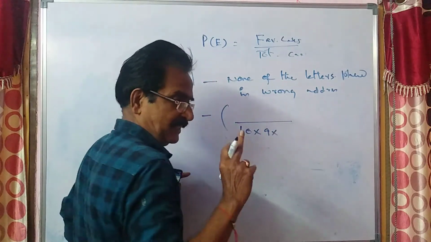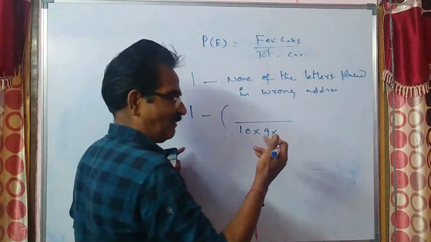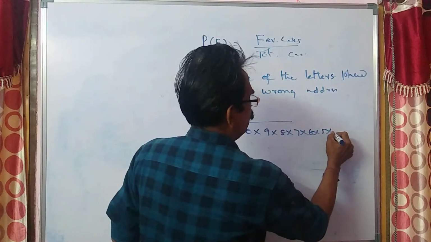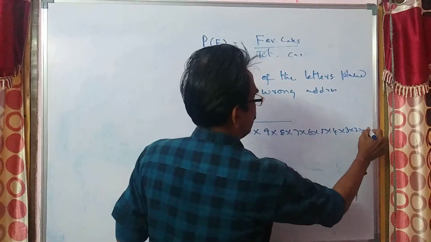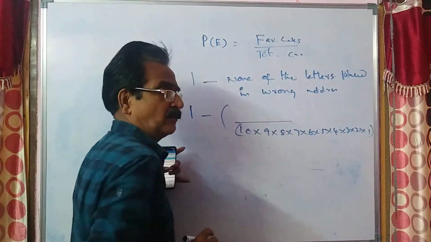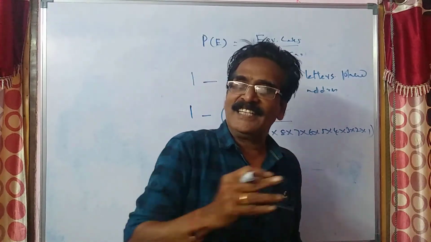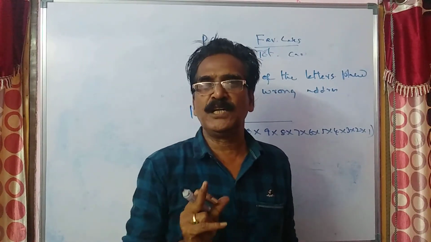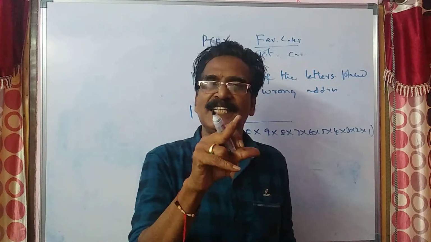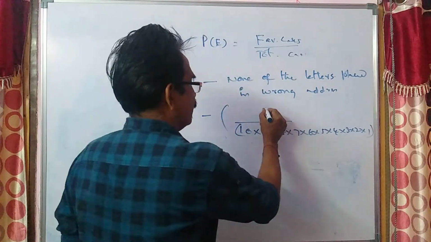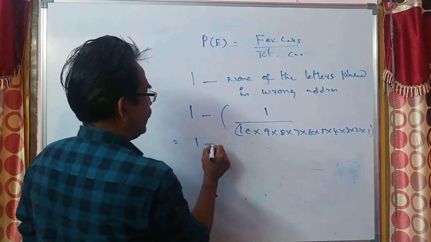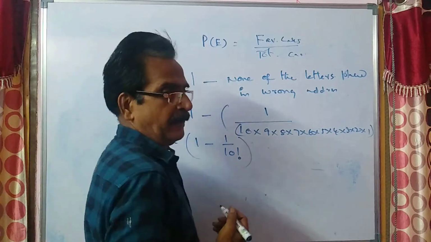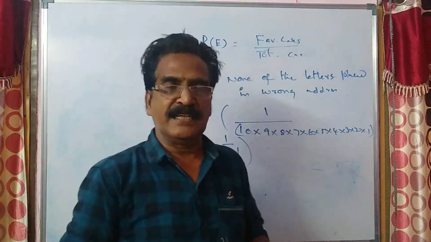In how many ways can 10 letters be placed in 10 envelopes? 10 into 9 into 8 into 7 into 6 into 5 into 4 into 3 into 2 into 1. That is 10 factorial. In all these cases, there is only one way of putting all the letters in right envelopes. That is 1. So 1 minus 1 by 10 factorial is your answer.